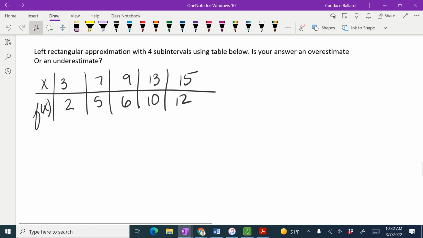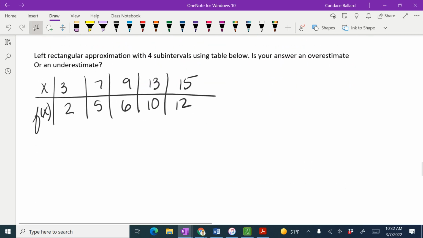Okay, there's the next one. Again, I totally made up the numbers. I have no idea how it's going to turn out. This one should be positive, though.